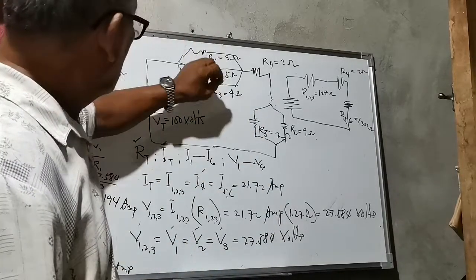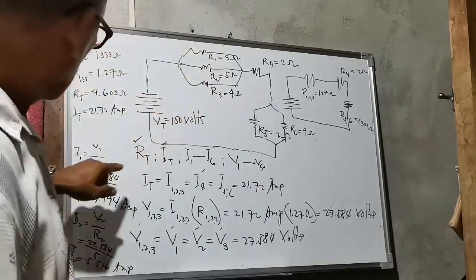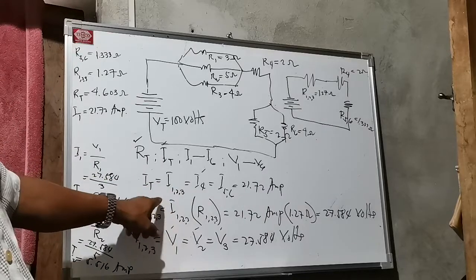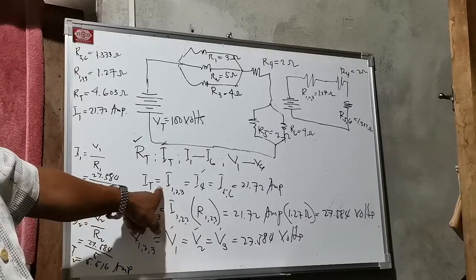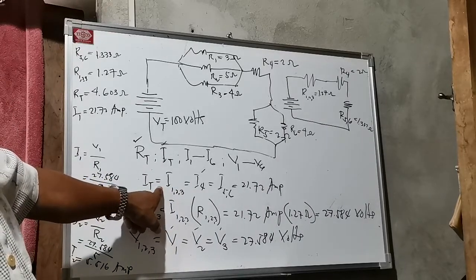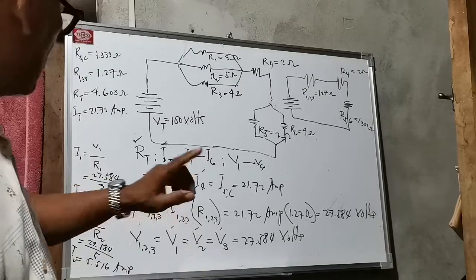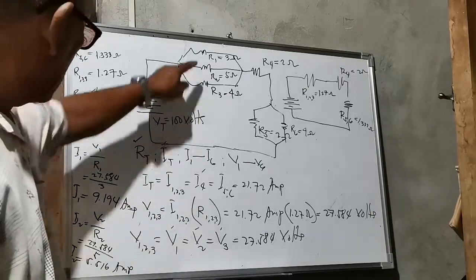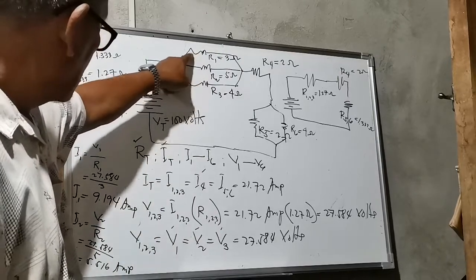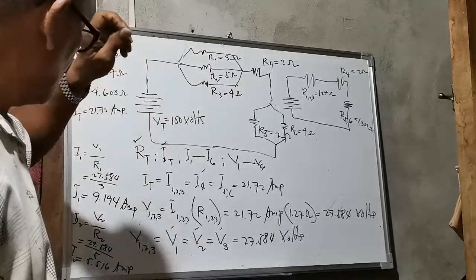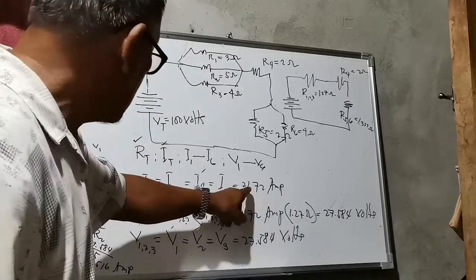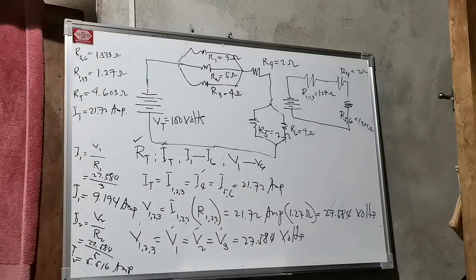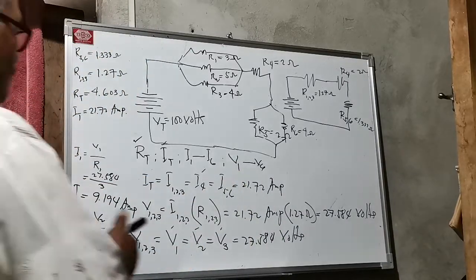By and by, we are going to add all the currents here, I1, I2, and I3. The total should be the total current, since the formula that we have here is IT should be equal to I123. And the total currents here will be added. Current 1, current 2, and current 3 will give us a value of 21.72. Let us see if we are correct.